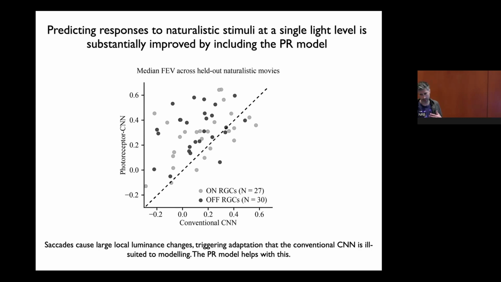neural responses, even to this stimulus at a constant mean light level. We do much better at predicting responses with the photoreceptor front end than without it. And that's because, again, the photoreceptor model can capture the local adaptation changes of subsets of the photoreceptors as they're exposed to dark or bright stuff.